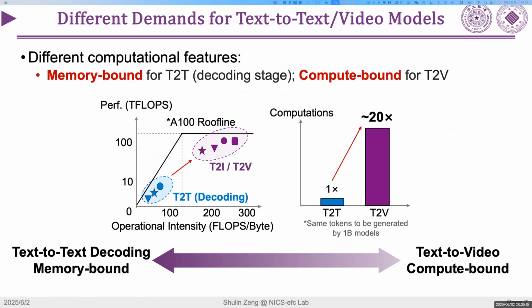Text-to-text, text-to-image, and text-to-video. So today I will introduce 2 typical applications. The first one is text-to-text, in other words, LLM acceleration, and it is a typical memory-bound application. On the other side, we also introduce our work on accelerating text-to-video, which is a very compute-bound application. So we try to see if FPGA can suit both the memory-bound application and the compute-bound application.